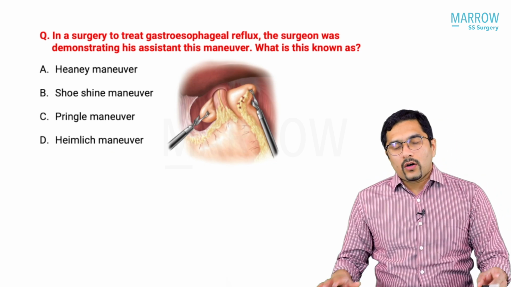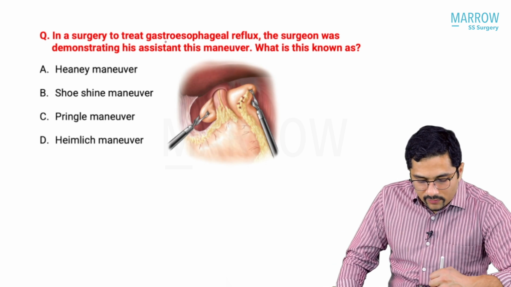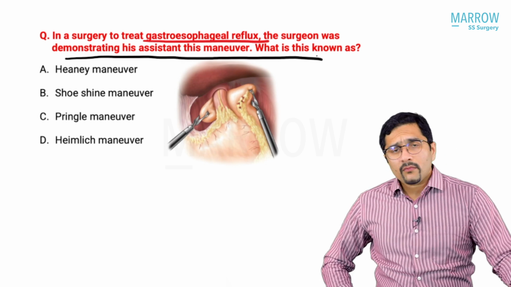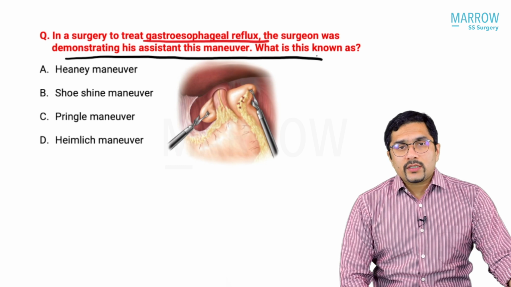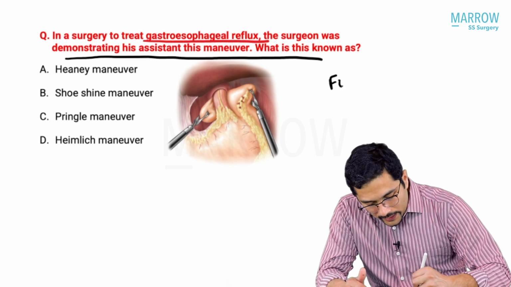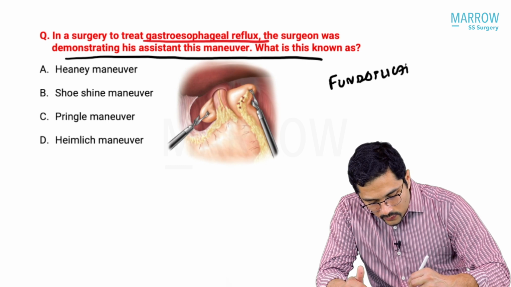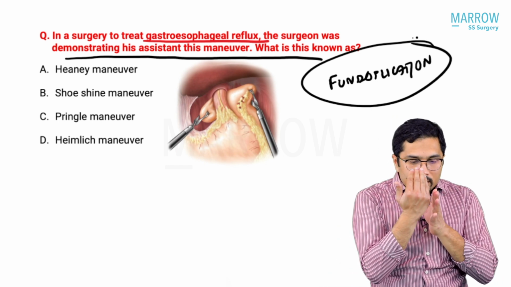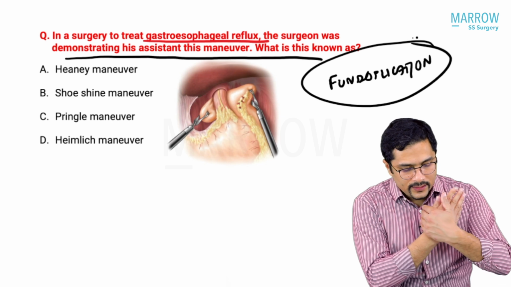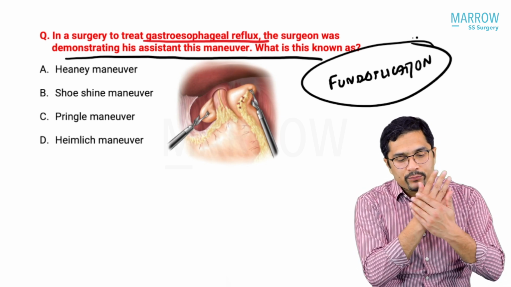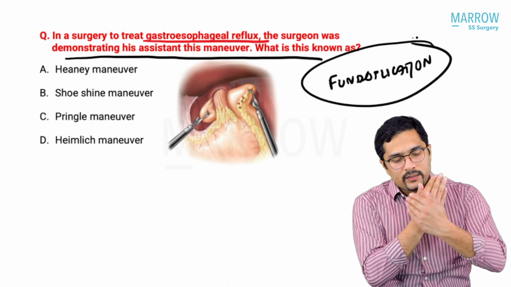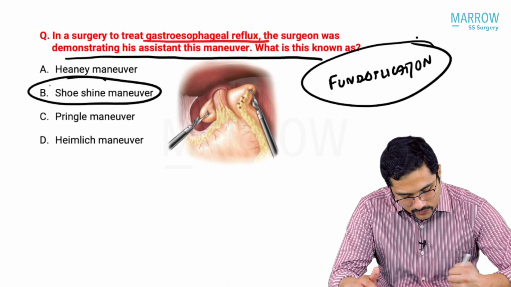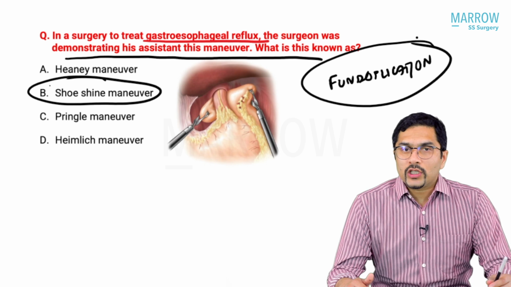This was again a very interesting question. They had shown an image of a patient undergoing surgery for gastroesophageal reflux disease, and the surgeon was demonstrating to his assistant this maneuver. Now, you know that for gastroesophageal reflux disease, we carry out fundoplication, right? And one of the steps in fundoplication is when you take the stomach behind the esophagus to wrap the esophagus. When you are doing this maneuver, you are mobilizing the stomach around the esophagus, and this is known as the shoe shine maneuver.